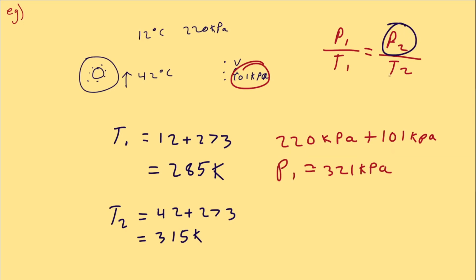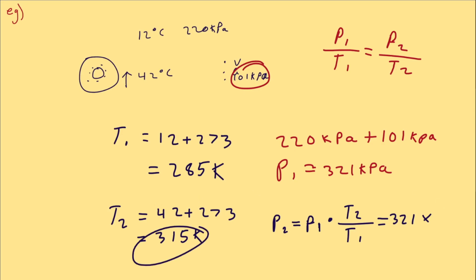Lastly, all we're looking for is P2. But since we know everything, we can simply isolate P2 from this formula, giving us P2 equals P1 multiplied by T2 over T1. This is P1, and we know everything here. P1, 321, multiplied by T2, which is 315 Kelvin, divided by 285 Kelvin. The answer, roughly 354.4 kilopascals, but we're not done yet.